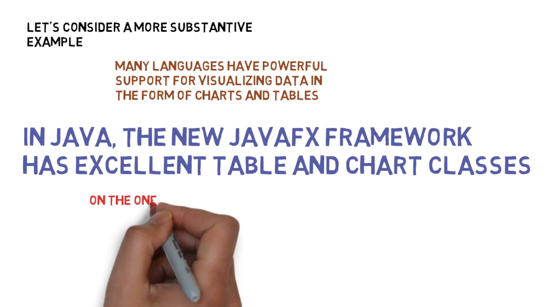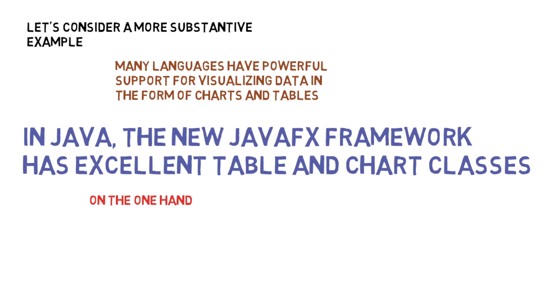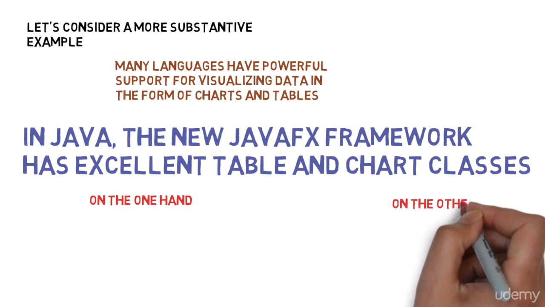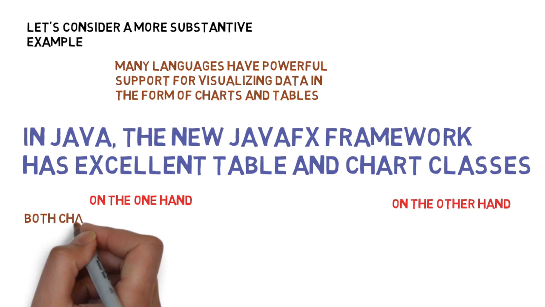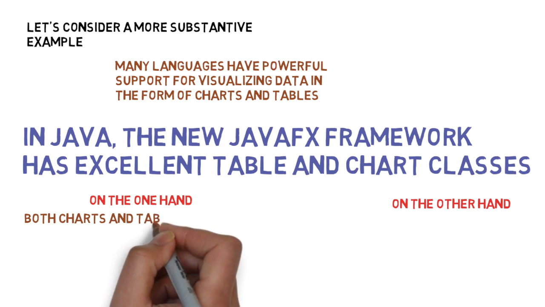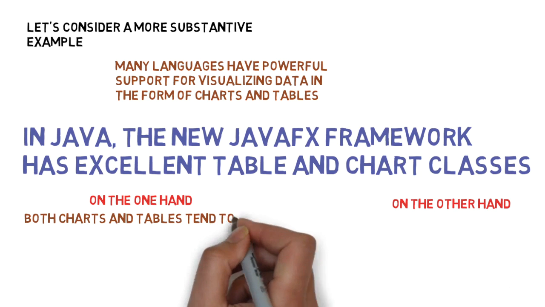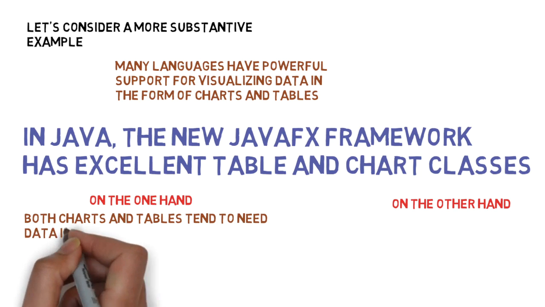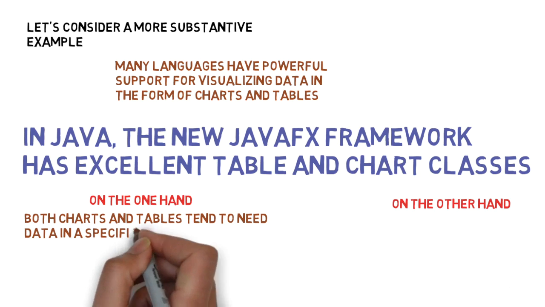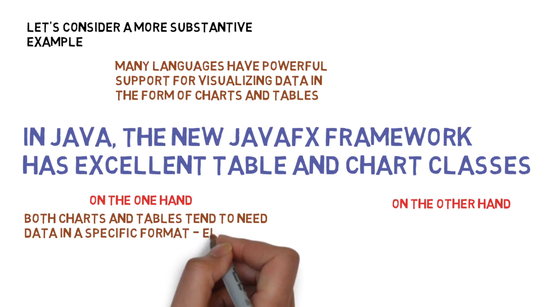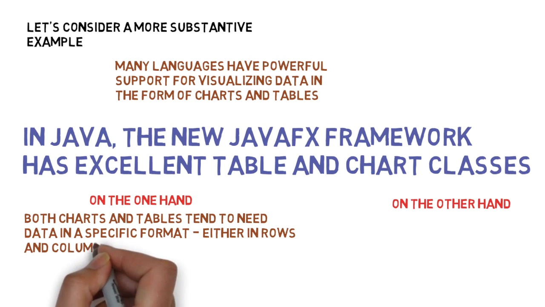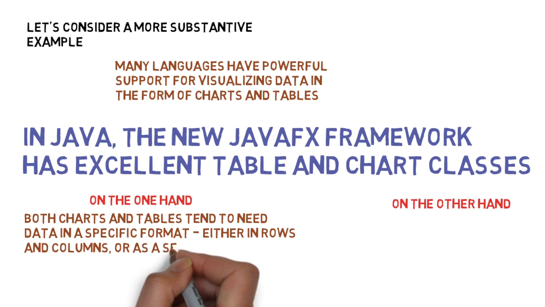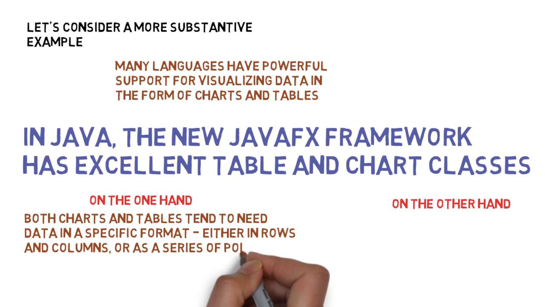Now, on one hand, you have a whole bunch of data, and on the other hand, you want to visualize it in a specific form, either a table or a chart. Both charts and tables tend to need data in a very specific format. In the case of tables, it's in rows and columns, and in the case of charts, if you imagine a simple line chart, it's as a series of points. These are specific things which tables and charts can interpret and then display on screen.